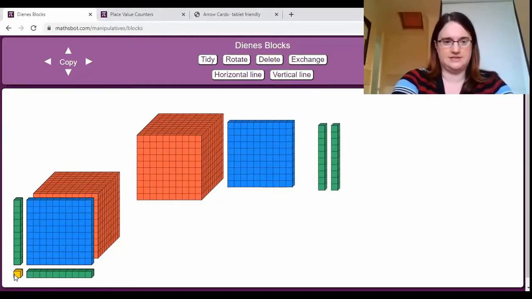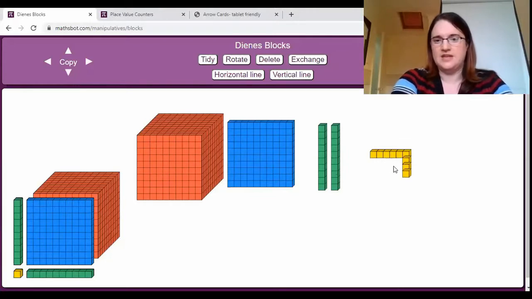And I've got some units. And I can multiply these to make lots of them like this. Look, I've got some down here as well. So you can see, and I can spread them out so it makes it easier to count them if I want to. So what we're going to do is we're going to look at the base 10 or Dienes.